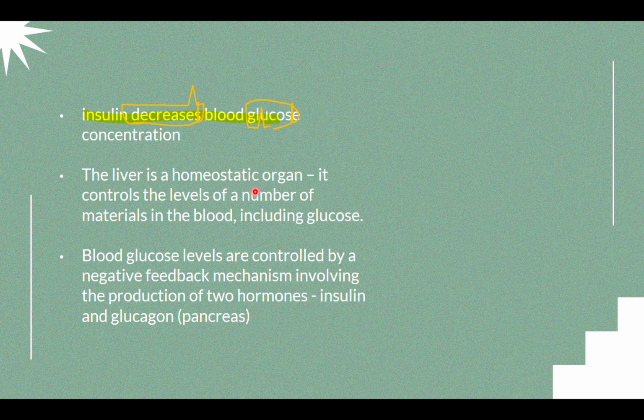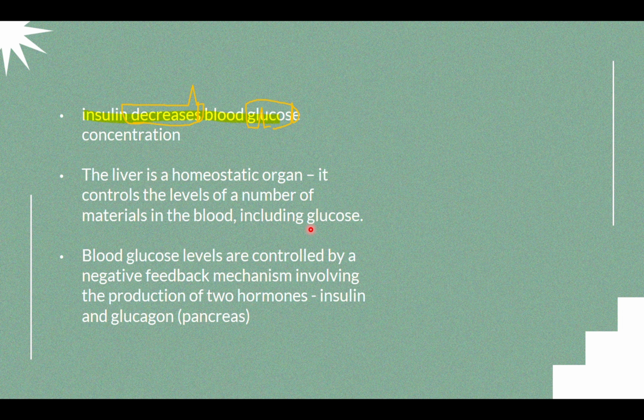The liver is a homeostatic organ. It controls the level of a number of materials in the blood, including your glucose. So the liver is there. It controls the state of the protein in your body and what will happen to it. I guess we talked about it in the chapter on excretion.